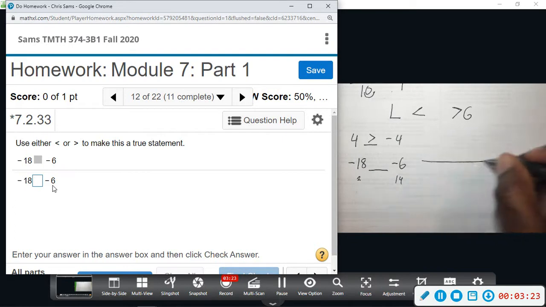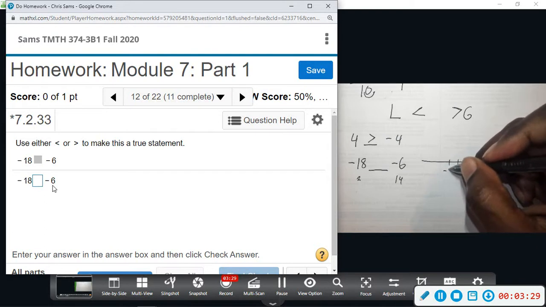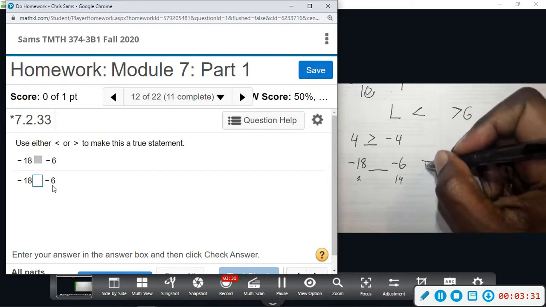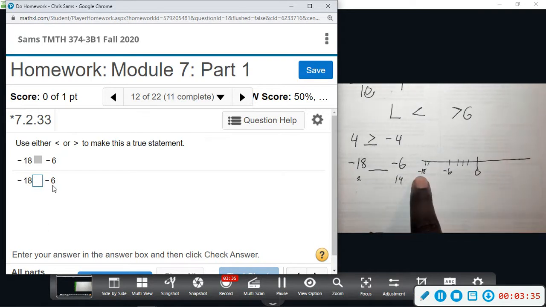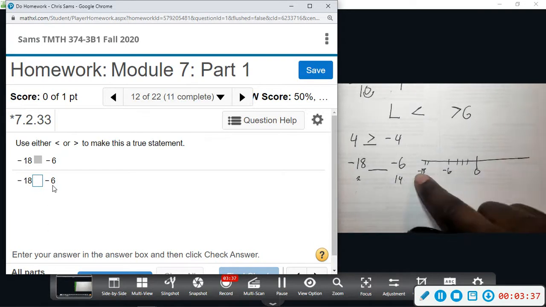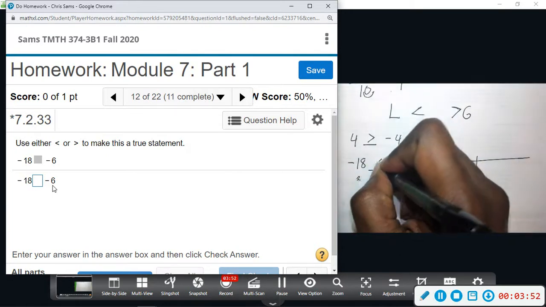Same way if you think about the number line, the farther you get from 0, just pretend I've gone out 6 marks. And you keep going further, this is negative 18, this is a smaller number. So when you think about negatives, the further you are away from 0, the smaller the number is, which is opposite in the positive sense. So anyway, this number, negative 18, is less than negative 6. So you want the less than symbol here.